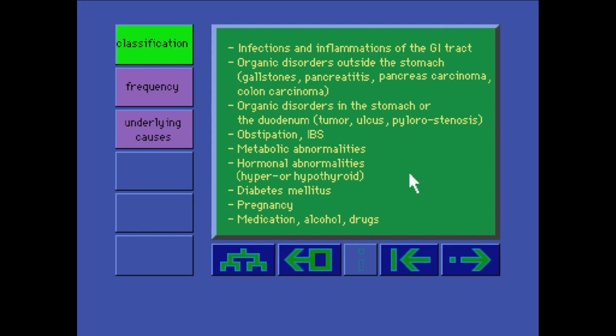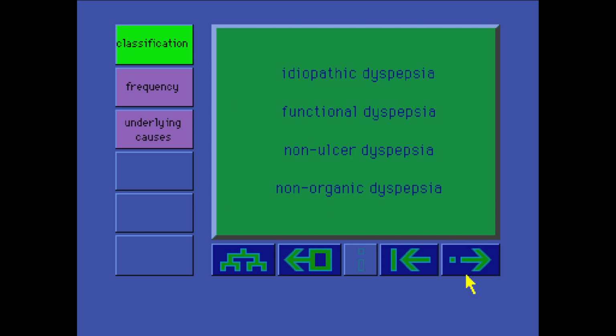An investigation will often be performed to exclude underlying organic causes, of which the most frequent ones are listed. In most of the patients, no organic cause will be found. If no underlying cause is found, one speaks of idiopathic, functional, non-ulcer or non-organic dyspepsia. In recent literature, the term functional dyspepsia is the preferred term.